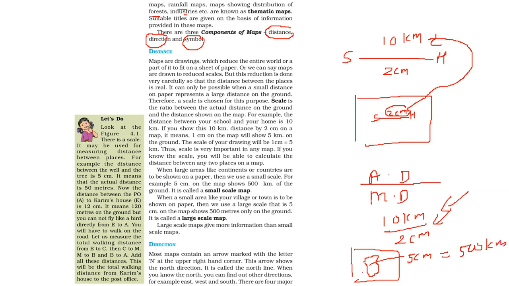But when you are representing only your town, it's very small, say the population is 10,000. So in this area you can represent your house also, your neighbor's house, some river, etc. Here you can represent this say 5 cm by 500 meters. See the difference. Therefore this map is called a small scale map and this map is a large scale map. That is why it has more information as compared to this map.